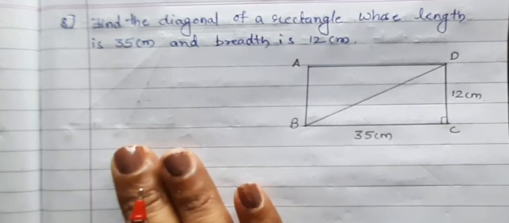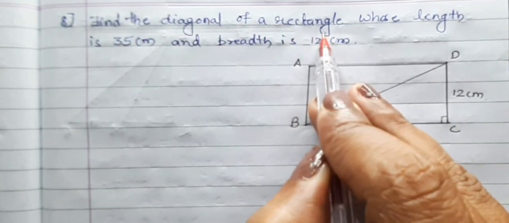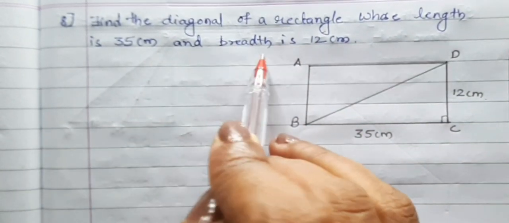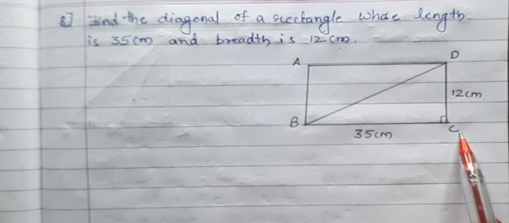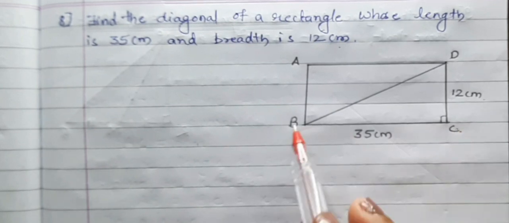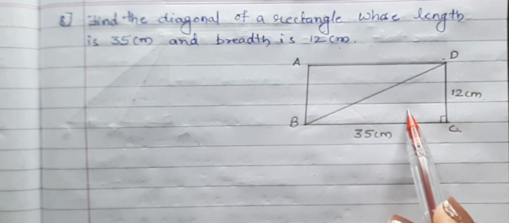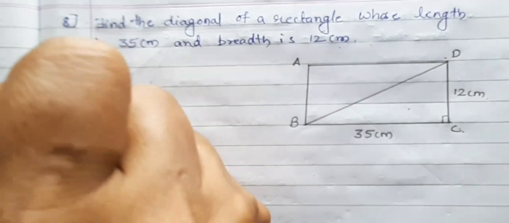Now 8th problem we are doing. Here, find the diagonal of the rectangle whose length is 35 centimeter and breadth is 12 centimeter. So length is given to us as 35 centimeter and breadth is given to us as 12 centimeter. We are supposed to find the length of the diagonal. So what we are going to apply over here? We are going to apply Pythagoras theorem. So we start with the solution over here.